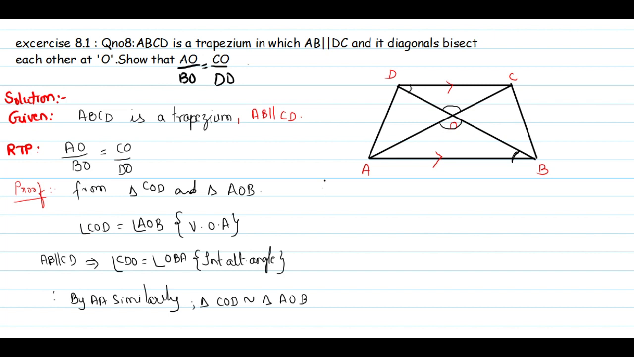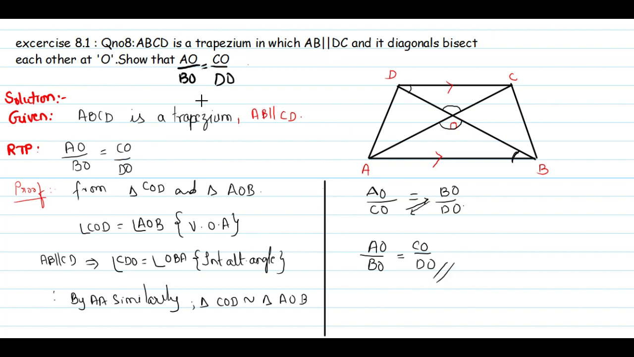Now, because these two triangles are similar to each other, by the definition of similarity, the ratio of the corresponding sides should be equal. It means AO by CO will be equal to BO by DO. If we rearrange this, bringing this down and transposing this to the RHS, we will get AO by BO is equal to CO by DO, which is the required RTP.